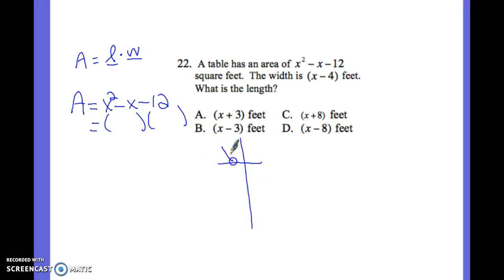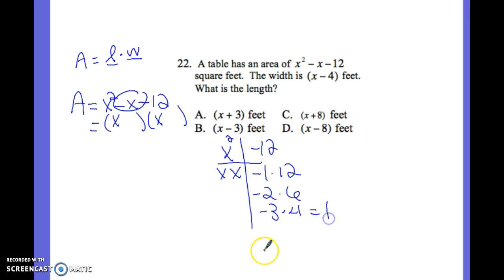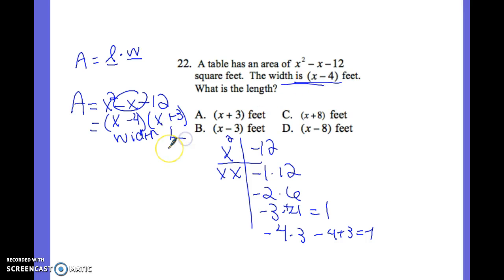Remember, you make a little t-chart of x squared and negative 12. The factors of x squared are x and x. The factors of negative 12: negative 1 times 12, negative 2 times 6, negative 3 times 4, and you want it to add to be negative 1. Well, this equals positive 1 if you add them. But if you did negative 4 times 3, negative 4 plus 3 equals negative 1. So this is the width because it's given to us, so this has to be the length. So x plus 3 feet, the answer is A for 22.